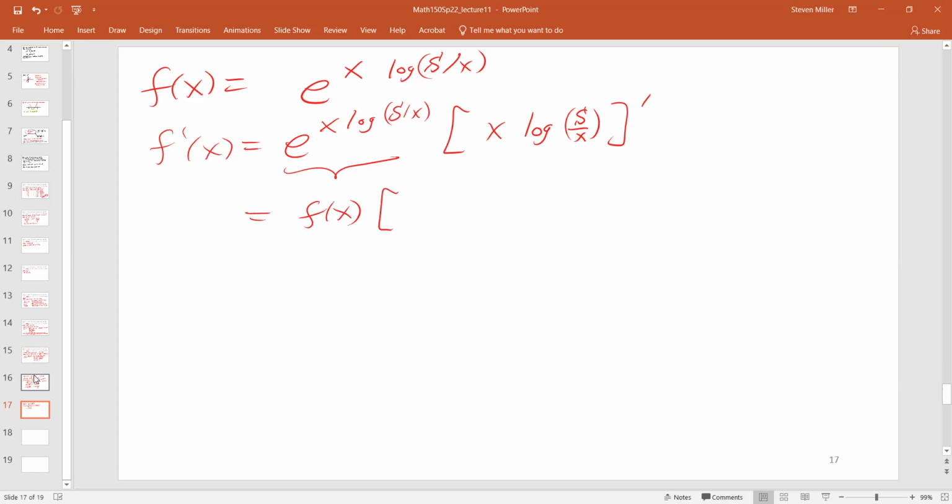And now by the product rule, the derivative of x is 1 times the log of s over x, plus x times the derivative of the log of s over x. Now, what's the derivative of the log of s over x? The log of s over x is the log of s minus the log of x. I get to review even more rules of logarithms. What's the derivative of the log of s?